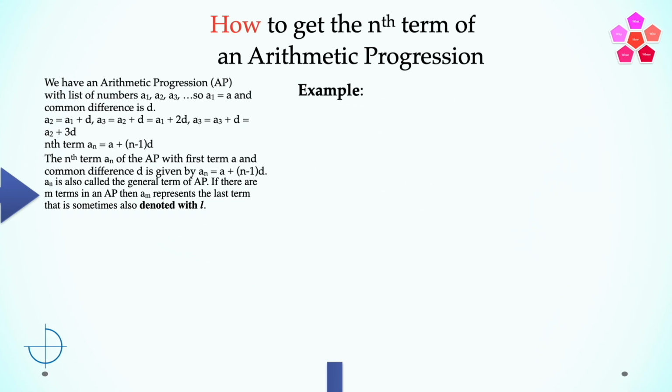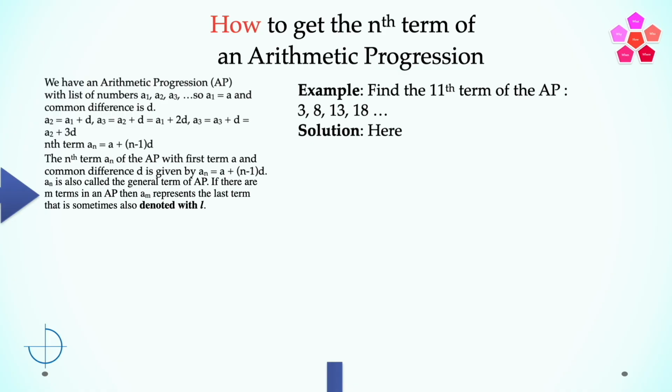Let's take some examples. Find the 11th term of the arithmetic progression 3, 8, 13, 18 and so on. Solution. Here we see that a as the first term is equal to 3. The common difference, that is d, is equal to 8 minus 3, which is equal to 5.